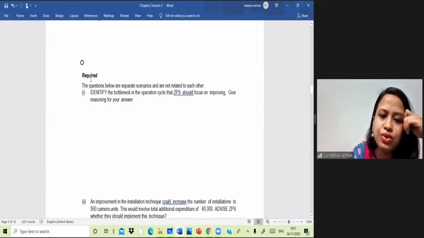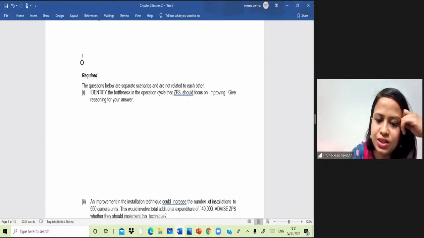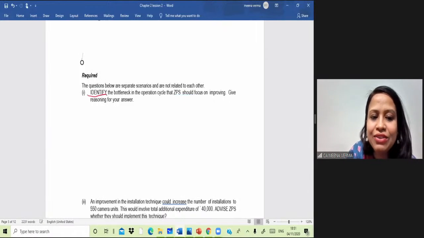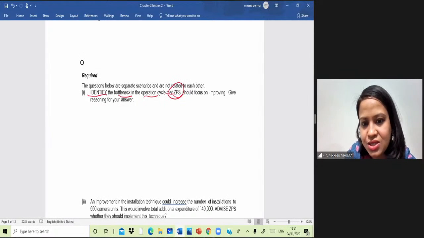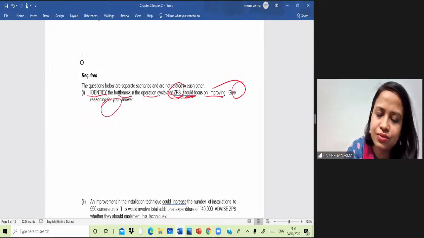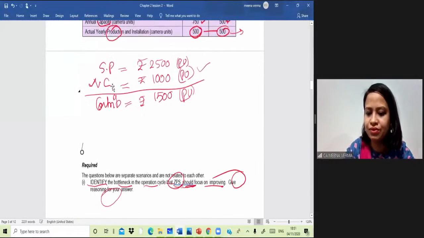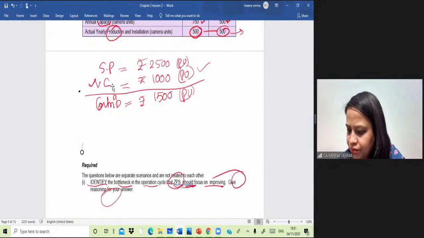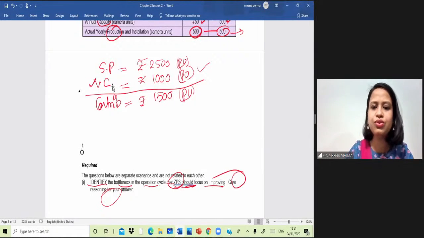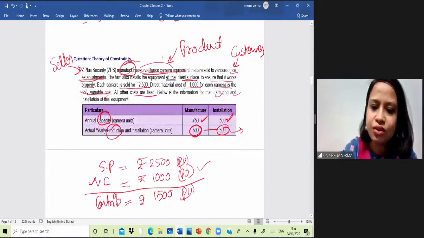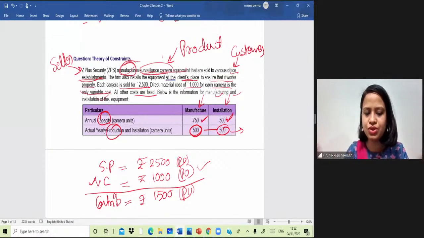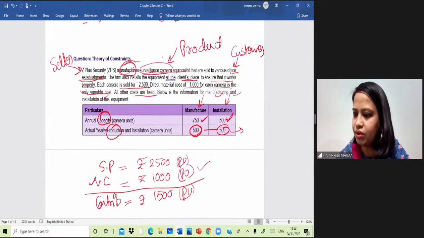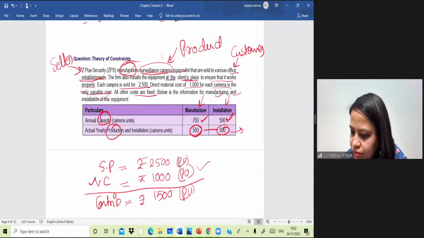Let us read the requirement of the question. These parts are separate from each other. First question, identify the bottleneck in the operation cycle that ZPS should focus on improving. Give the reason for your answer. Now, can you give me the bottleneck place they have? I'm waiting for your answer. The bottleneck resource, the place where they have limited resources: manufacturing or installation? Which process has limited resources? Can you give me the answer?